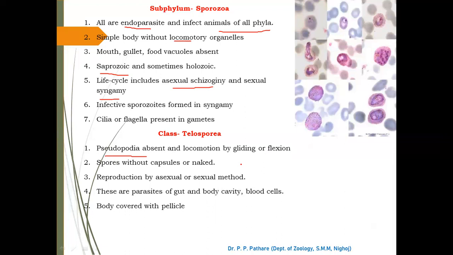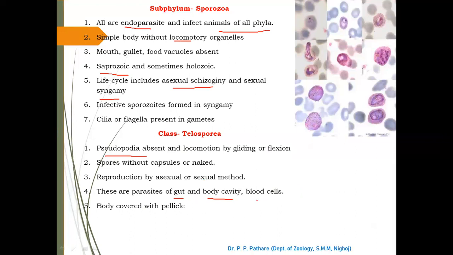Next important characteristic: the telosporean organisms are parasitic in nature. They are found in the gut, body cavity, and blood cells of host animals. These belong to the subphylum Sporozoa, and sporozoans are endoparasitic, meaning they are generally found in the gut, that is the digestive tract, of the host animal. Then the body cavity, wherever it is present, they also choose for living purposes.